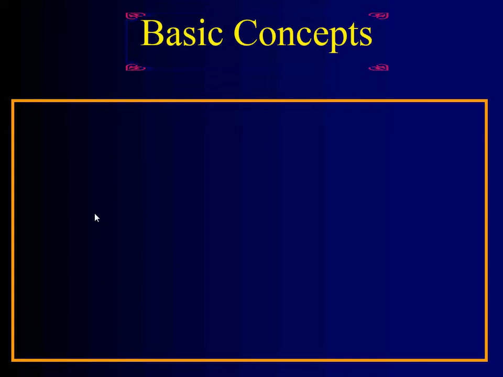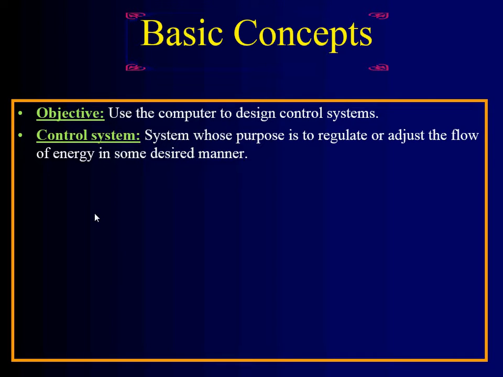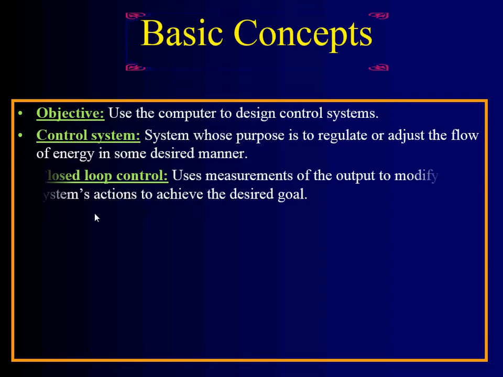Here are the basic concepts. Of course, we would like to use our software to design. And what is a control system? What does it actually do? The purpose is to adjust or regulate the flow of energy in some way that you want. Let's say you want the temperature of this room to be 68 degrees. Well, you set the thermostat to 68 degrees, and what you have done is adjust the flow of energy, in the form of heat, to that temperature. And how do you control it? That is what we're going to be learning.